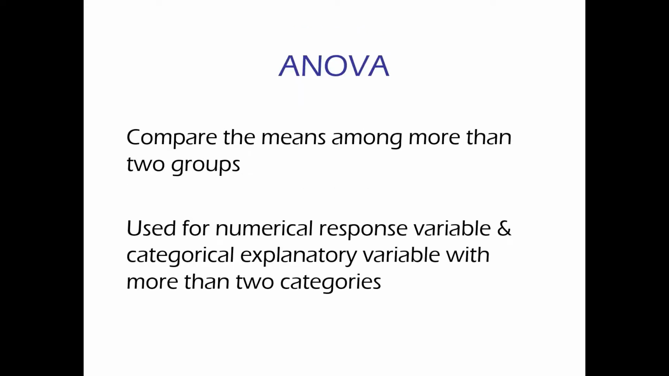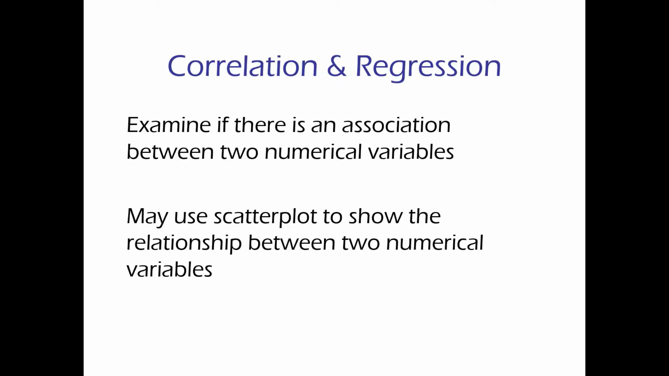However, if you have a numerical response variable and a categorical explanatory variable with more than 2 categories, you should use ANOVA, the analysis of variance. It compares the means among more than 2 groups. Finally, if we want to study the relationship between 2 numerical variables, the tests we can use are correlation or regression. To explore the relationship between 2 numerical variables in a graph, we can use the scatter plot.